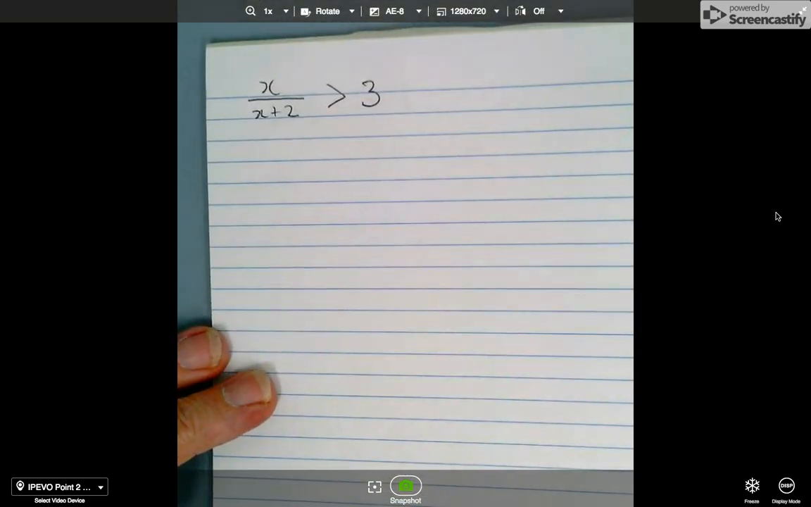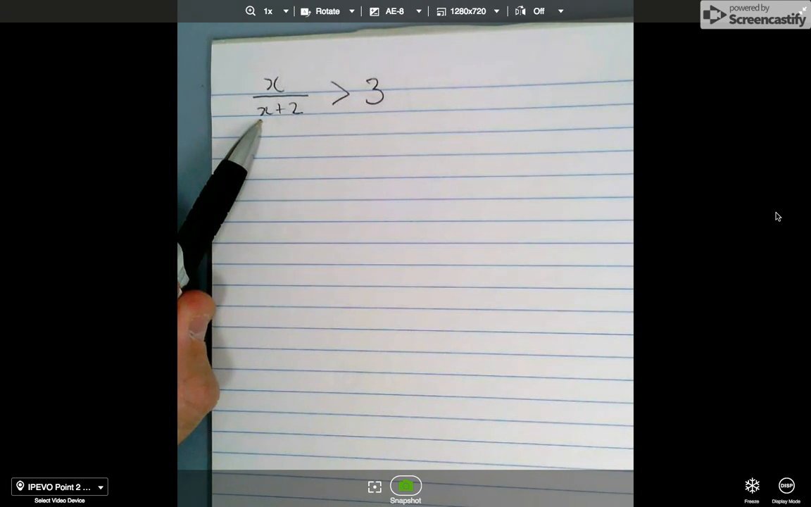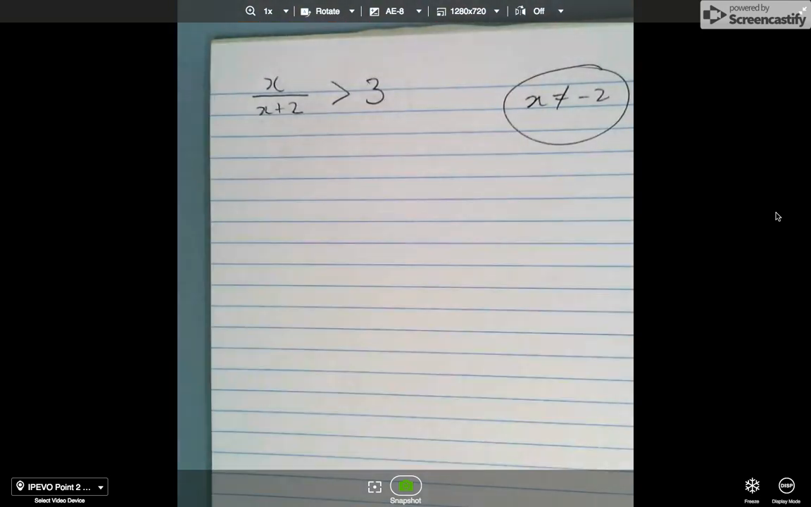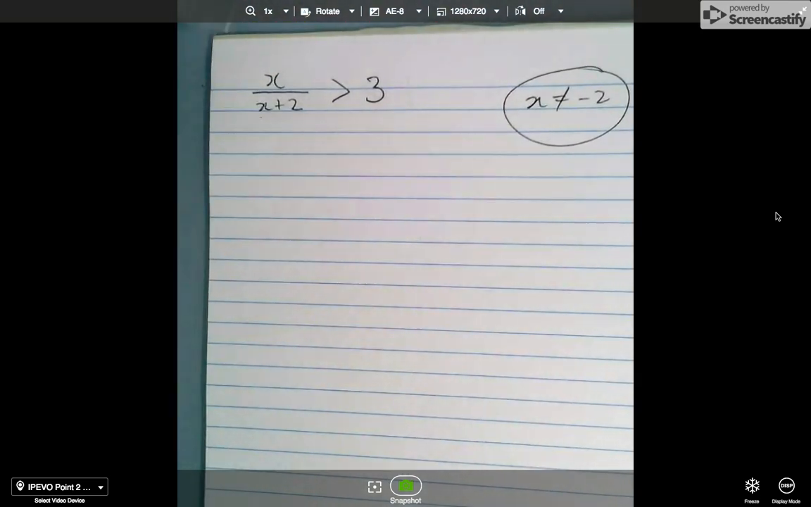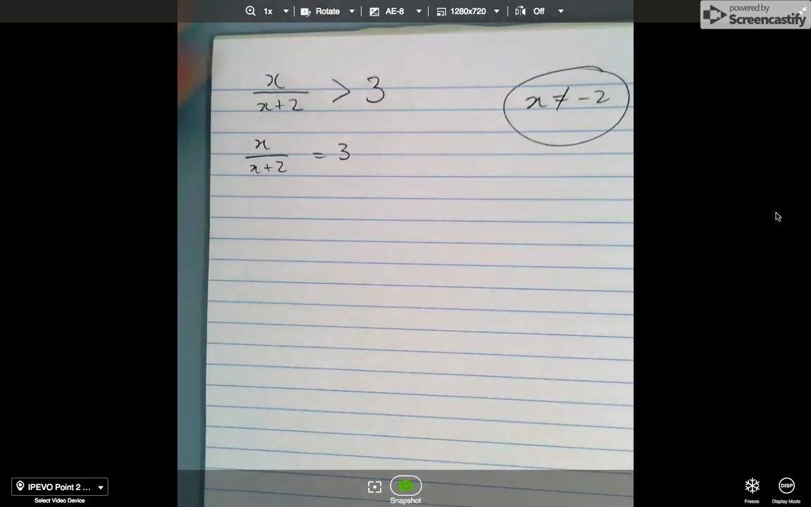So we've got x's on the top and the bottom. Straight away, what can't x equal? It can't equal minus 2. So x does not equal minus 2. There is our first critical value. Now we're going to look at the equals case, equals 3. How do we solve that?